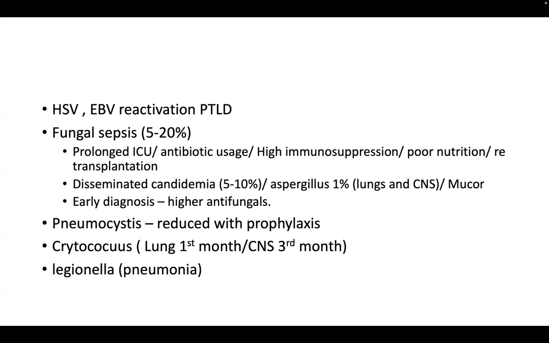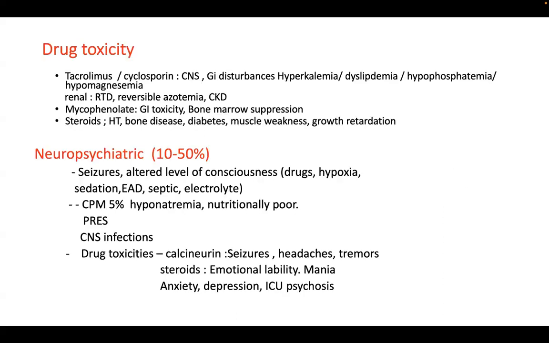Likewise, the cryptococcus infections: usually in the first month you can get cryptococcus pneumonitis, and then in the third month CNS infections, and Legionella pneumonia. There are a lot of other opportunistic infections which we need to be aware of and diagnose and treat promptly.